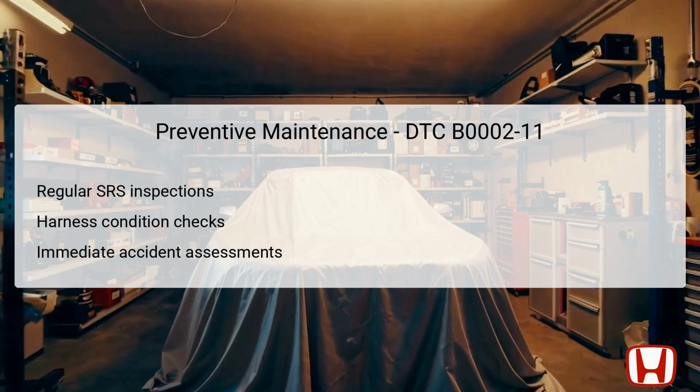Preventive maintenance is crucial in making sure that issues like DTC B0002-11 do not arise in the future. Regularly scheduled inspections of the Supplemental Restraint System, SRS, can help identify potential problems before they escalate. Inspecting the wiring harness and connectors for wear and tear, corrosion, or any signs of damage can prolong the lifespan and functionality of the airbag system.